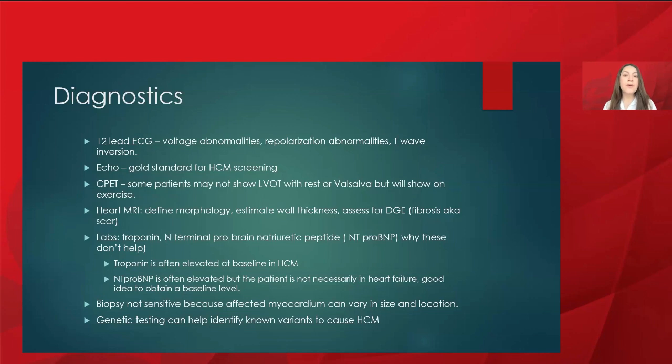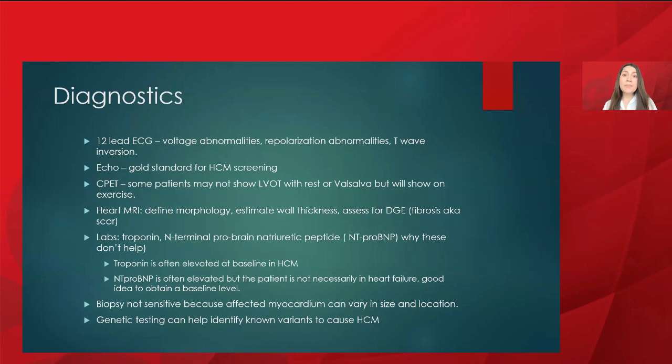Heart MRI is very helpful in defining morphology with more detail than echo, and also to get a better estimate of the wall thickness. Another important reason to do an MRI is to assess for DGE, delayed gadolinium enhancement, that shows fibrosis or scarring. And that is important to know because that increases the risk for arrhythmia.